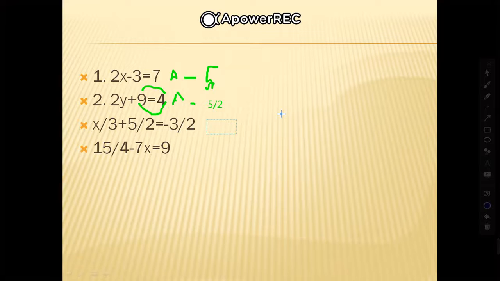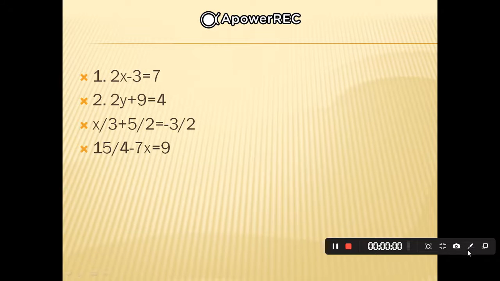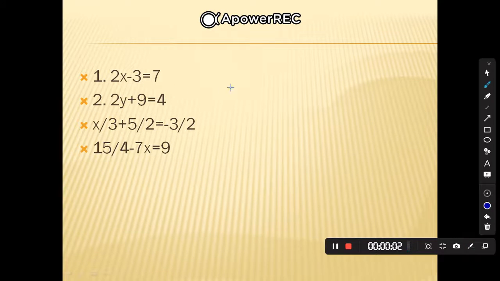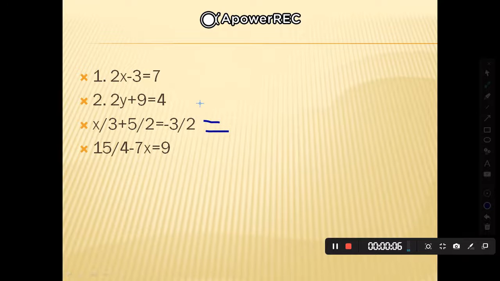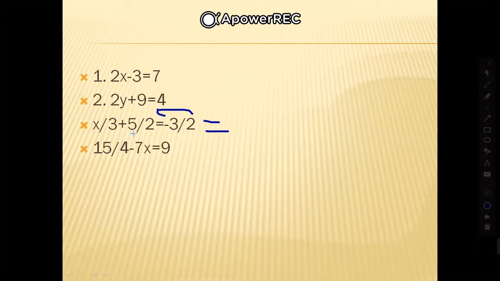Here everything is divided by 2. Let's solve these questions very fast. So, the third one. Here we have to move the minus 3 to one side and the plus 5 to the other side, and the plus 5 by 2 will change into minus 5 by 2.